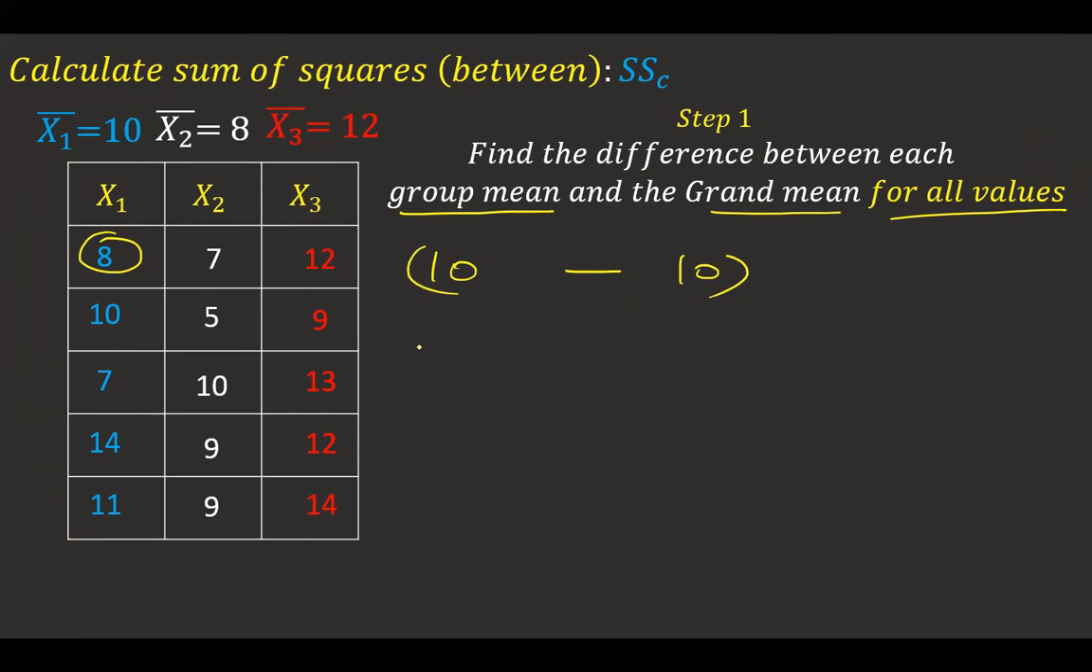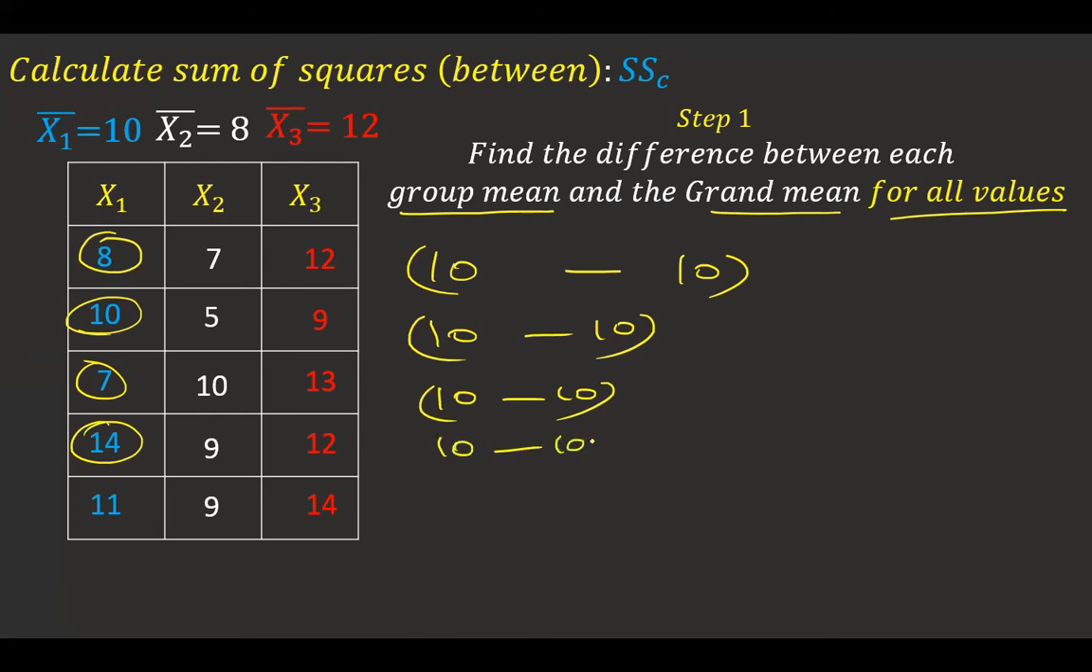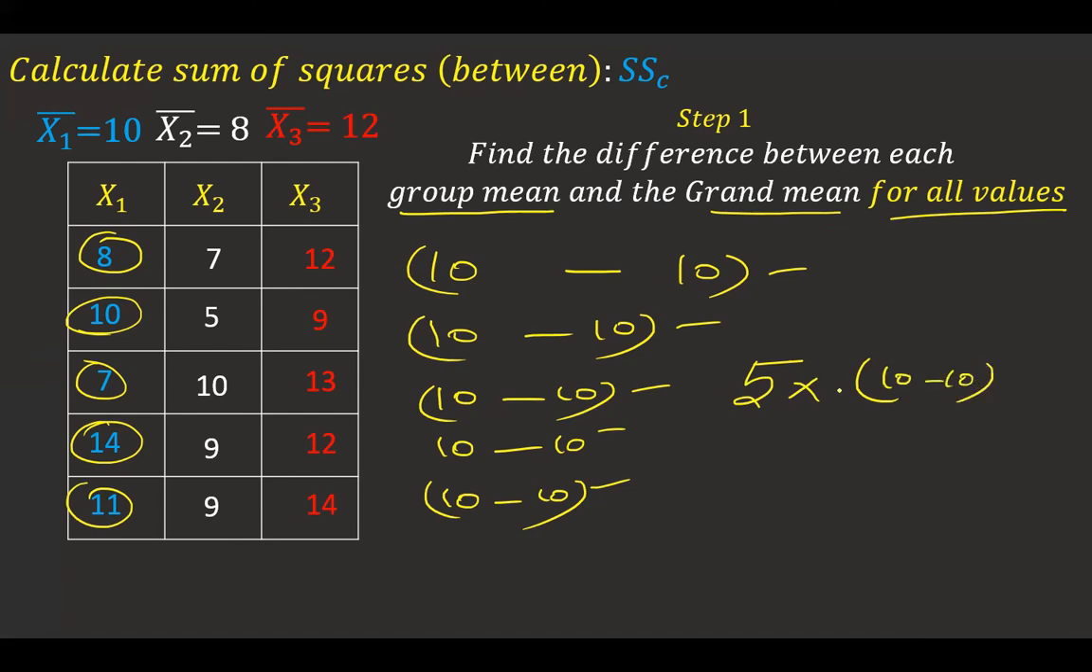For this, I'm finding 10 minus 10. The same thing is coming. So for this 7 also, group mean is 10, grand mean is 10. For 14 also, the group mean is 10 and the grand mean is 10. For 11 also, group mean is 10 and grand mean is 10. Now these 5 numbers are the same, so it is easy. I'll do 5 into this only one value. I can write 10 minus 10, and finished off.